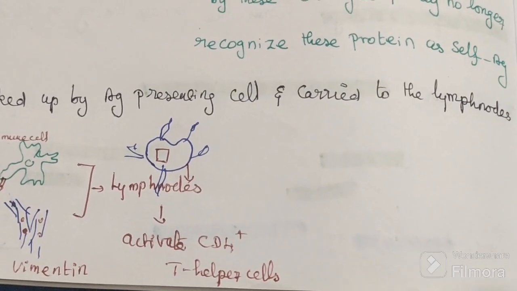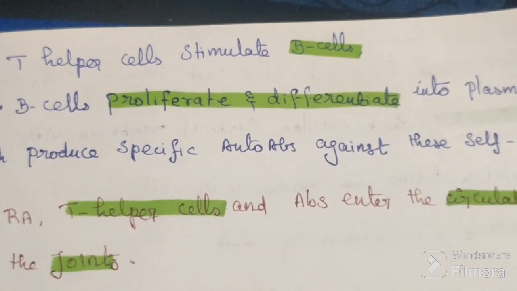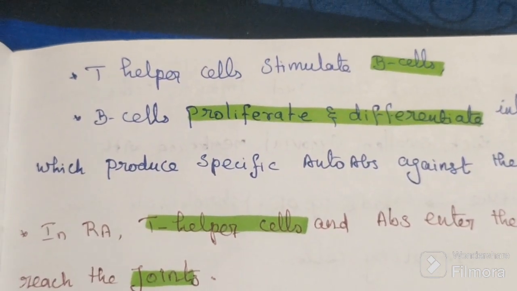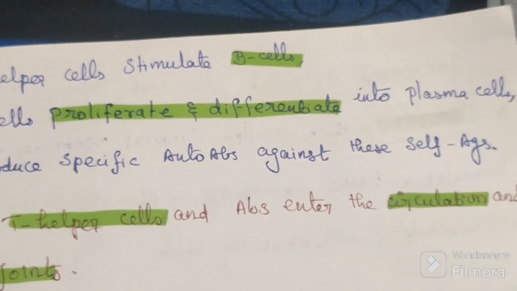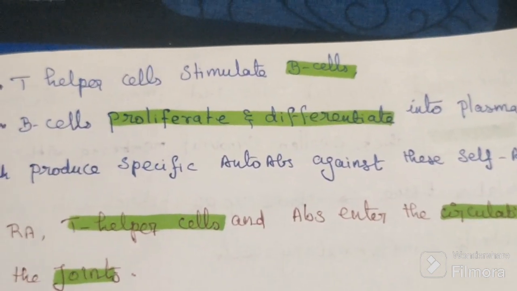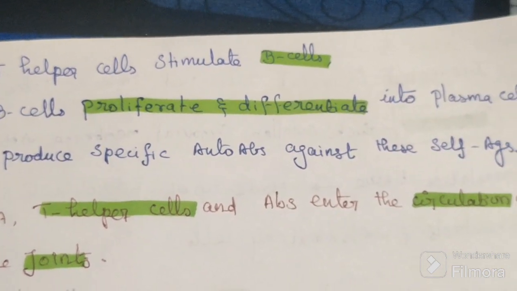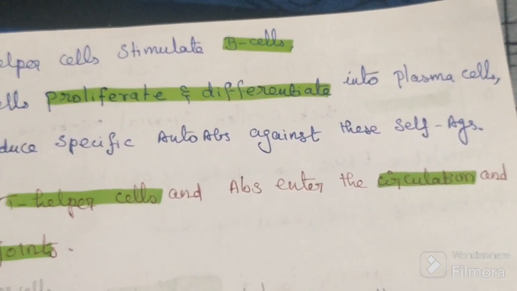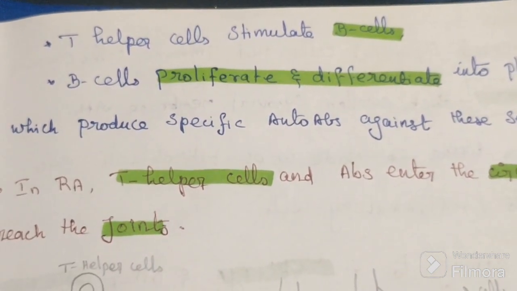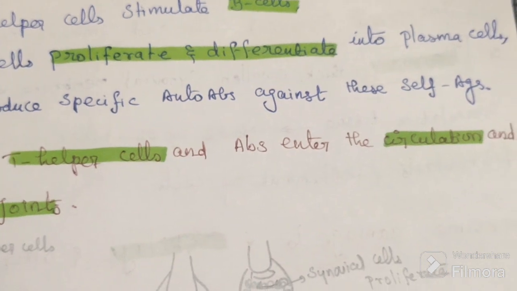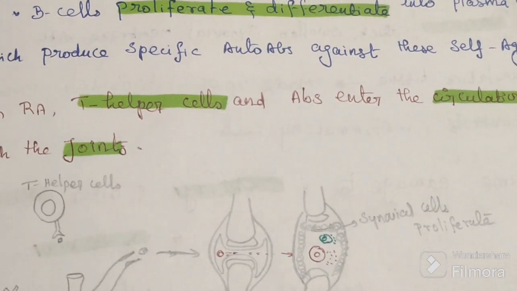The T helper cells stimulate B cells to start proliferating and differentiate into plasma cells, which produce specific autoantibodies against this self antigen. In rheumatoid arthritis, T helper cells and antibodies enter circulation and reach the joints.